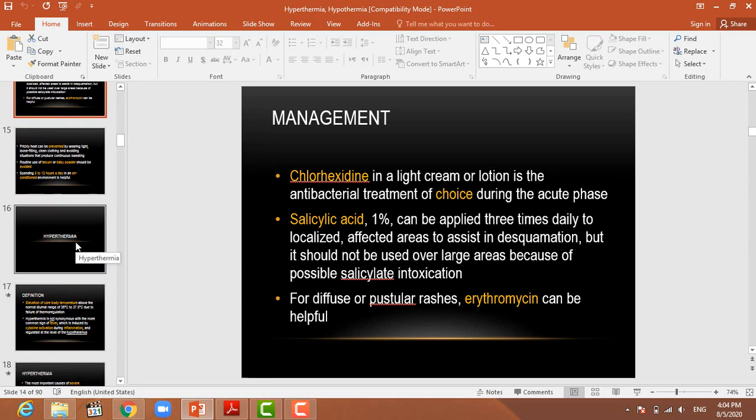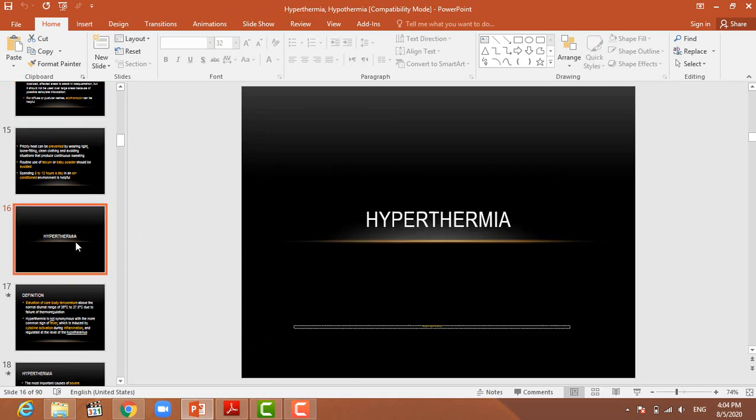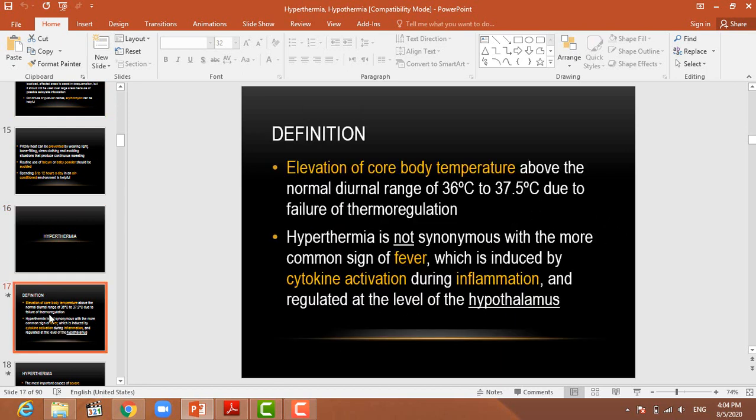Then we move to the major thing, which is hyperthermia. There are two types of hyperthermia, maybe heat exhaustion and maybe heat stroke. What is meant by hyperthermia? It is the elevation of the body temperature above the normal diurnal range, that is 36 degrees centigrade to 37.5 degrees centigrade, due to the failure of thermoregulation.